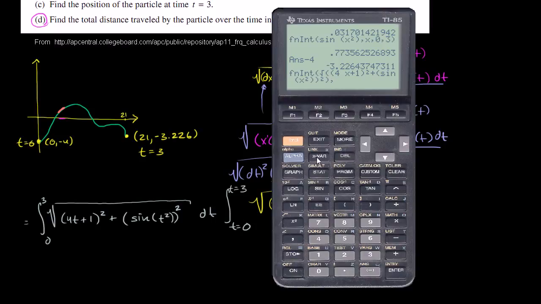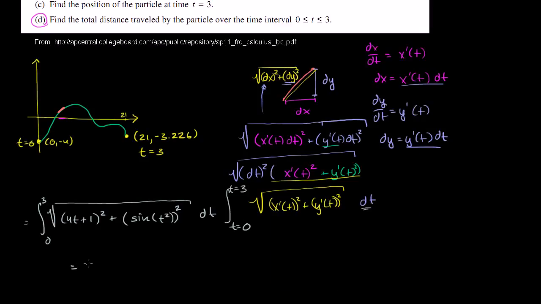I want to say that my variable of integration is x. I could have put t's here and said my variable of integration is t. There's no difference there. And then I'm going between 0 and 3. Let's let the calculator do all the work here. It's taking a little time, and we get 21.091. So this is equal to 21.091. And that's the entire arc length. That's the distance that this particle traveled.